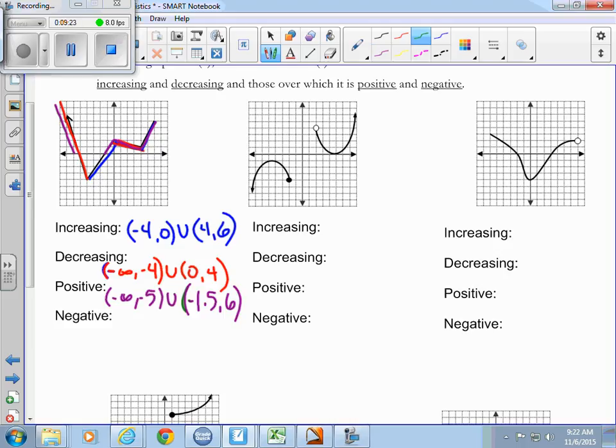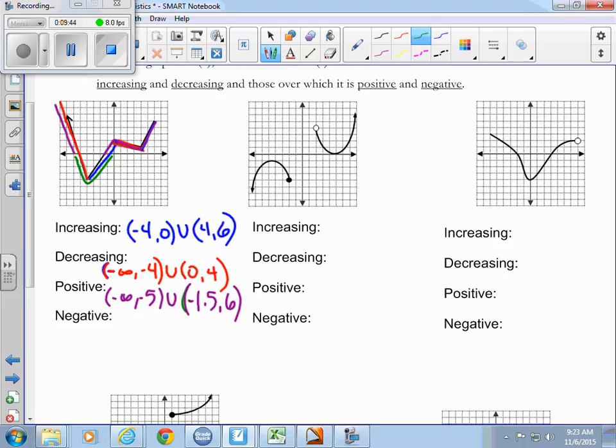And from here on, it stays above the x-axis. So I have to break that. Negative would be in that spot. Does everyone agree?